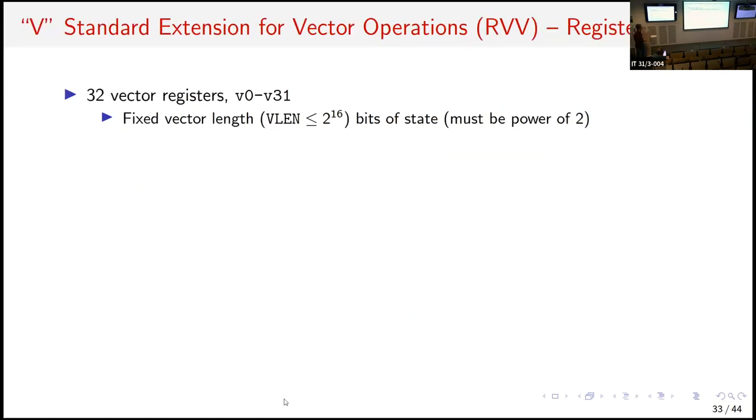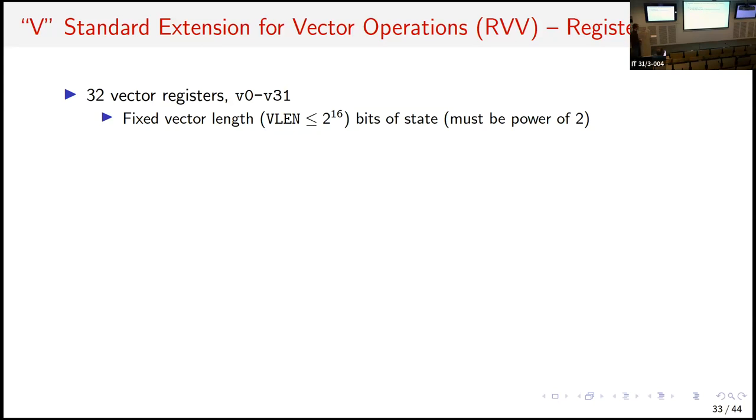Okay, so now we have all the background to start talking about the V standard extension for vector operations. In short, it's RVV, the RISC-V V vector extensions. I don't know how many Vs you want in there. So let's start. What do we get? First, we get more registers. We already have 32 integer registers and 32 floating point registers, and now we get another 32 vector registers named V0 to V31.